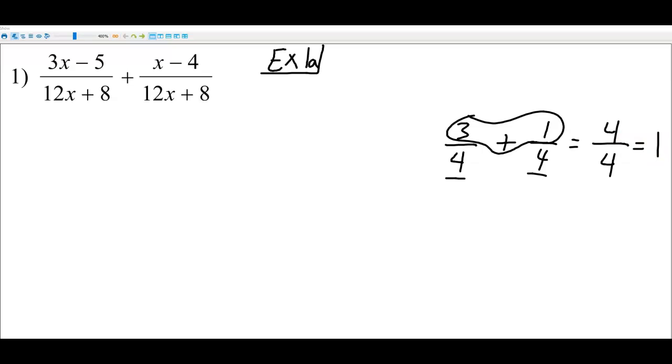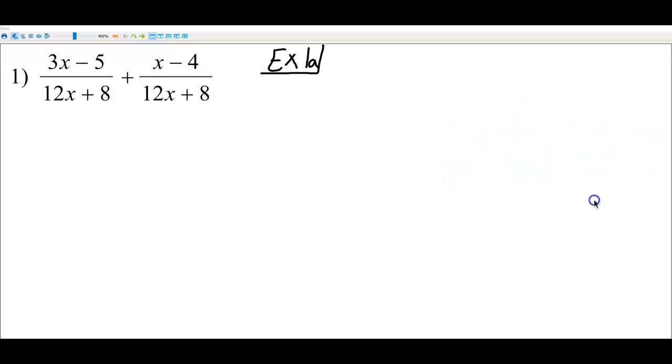So same thing applies to these. These are just fancy fractions. That's all they are. So, so long as the things that we're looking at have the same denominator, which they do in this case, then we can go ahead and just add the numerators together. So I just need to combine these two things together here.